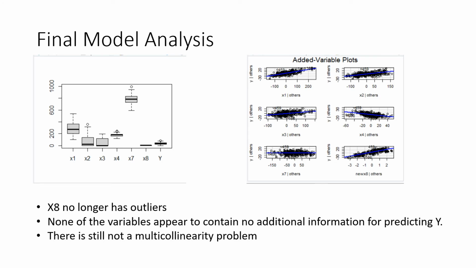The next thing I did was to make sure there were no outliers and that all the variables were actually needed in the model and weren't just containing no additional information. So through this analysis, I found that X8 no longer has any outliers. And through my added variable plots, I found that none of the variables appear to contain no additional information for predicting Y. And there's still not a multicollinearity problem.